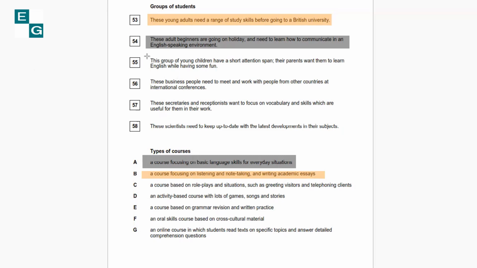Then it says this group of young children have a short attention span. Their parents want them to learn English while having some fun. So in here, if you have these people, what would you do as a teacher? You may prepare an activity-based course with lots of games, songs, and stories. So your learners, your young learners, keep motivated.